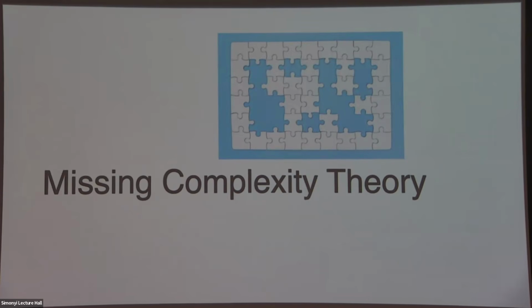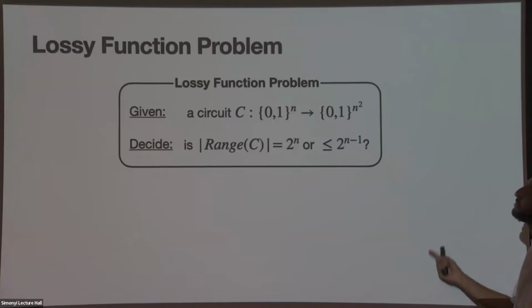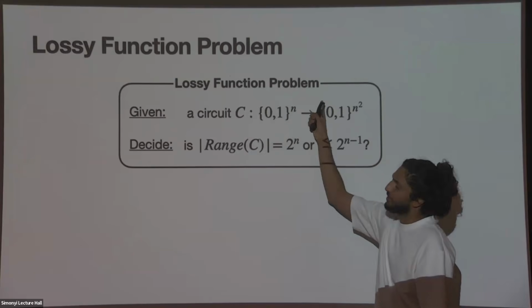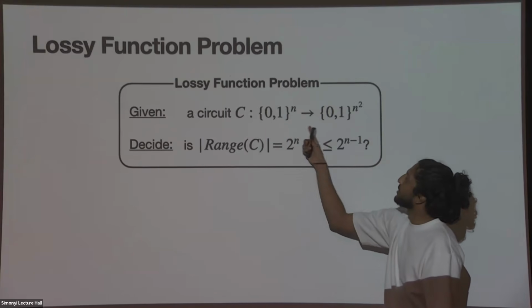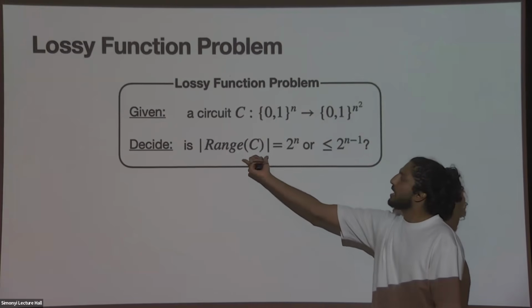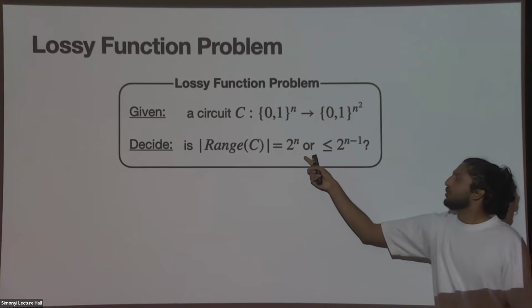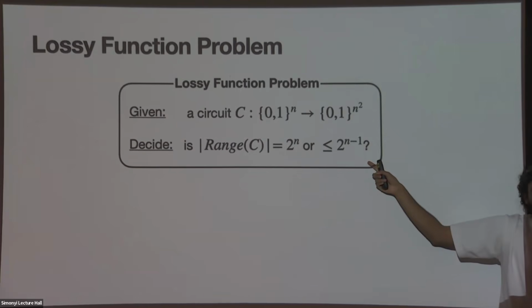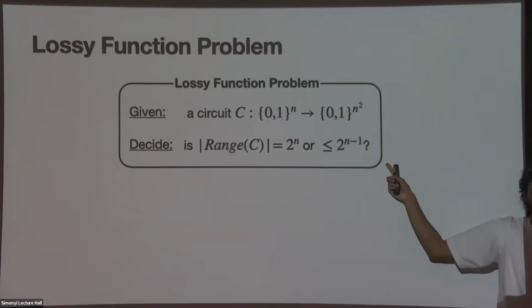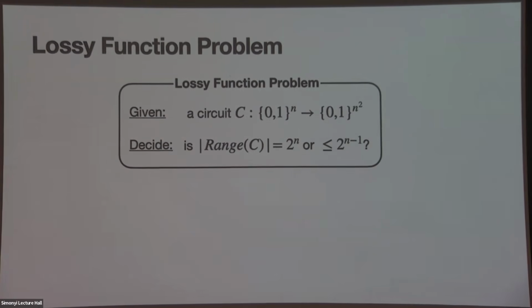There's some missing complexity theory. Okay, sorry. All right, I'll try and be quick here. So here is a problem. It's called the lossy function problem. You're given a circuit C that maps n bits to n squared bits, and you need to decide: is it 1 to 1, with its range equal to 2 to the n? Or is it very much not 1 to 1, with its range at most half of what an injective function would be?